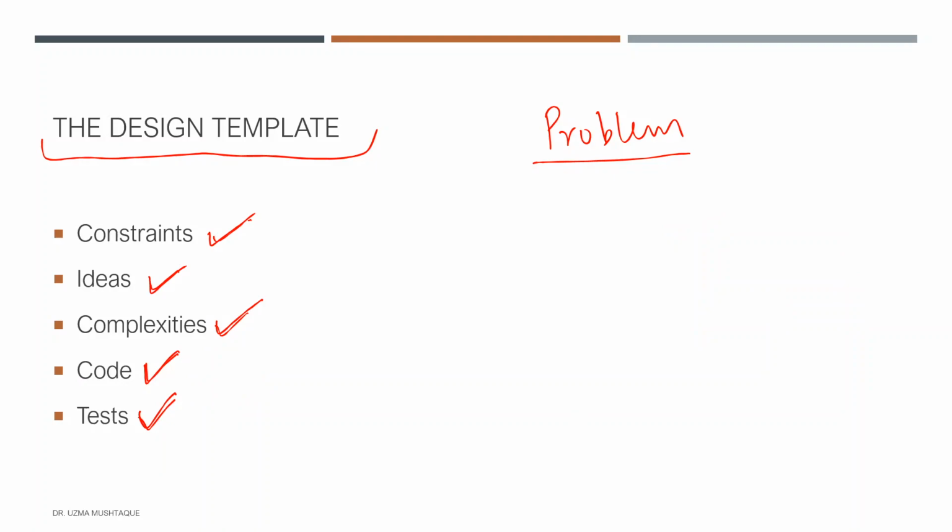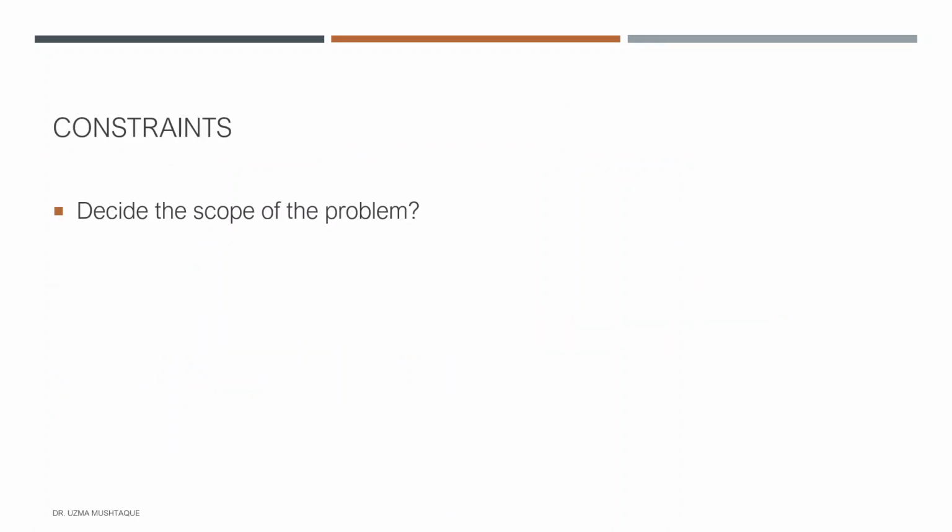5 steps. So let us fill the first step, which is constraints. Now, constraints can be thought of as questions that you might want to ask either yourself or the person who has asked this question, whether it's in an interview or on a homework. Maybe the homework problem states it itself. So essentially, in constraints, we are trying to decide the scope of the problem.